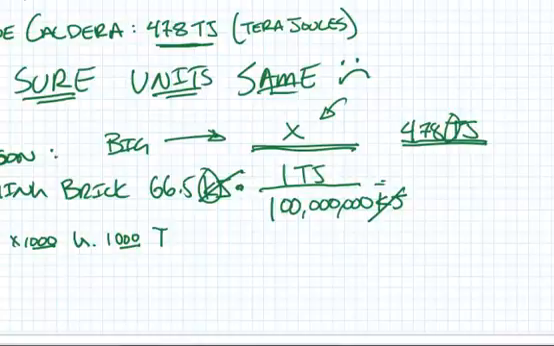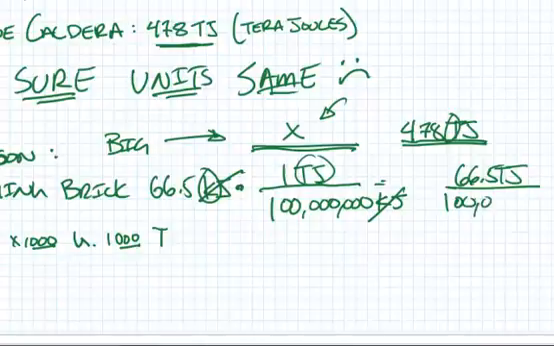Now, if you know anything about algebra, you'll know that when you're multiplying and there are things that are opposite each other, you can cancel them out. That's the hint that you're doing this right. So now, if we multiply across the top, you get 66.5 terajoules, divided by 9 zeros. Now we're going to do the math. So we've got 66.5 divided by 1 followed by 9 zeros.